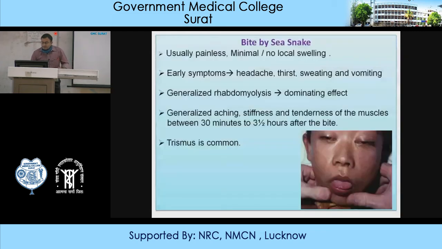Now, bite by sea snake. Usually painless, with minimal or no local swelling. Early symptoms are headache, thirst, sweating and vomiting. Generalized rhabdomyolysis is the dominating effect: generalized aching, stiffness and tenderness of muscles between 30 minutes and 3.5 hours after the bite. Trismus is common.